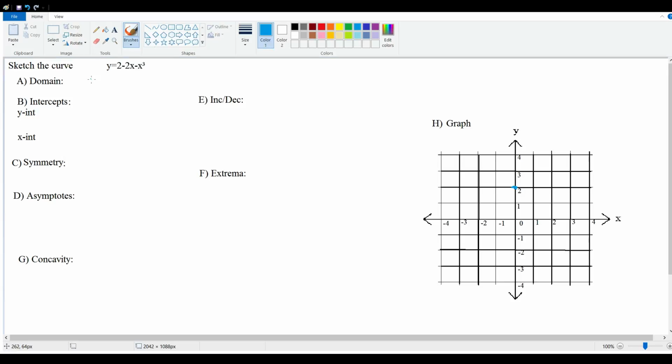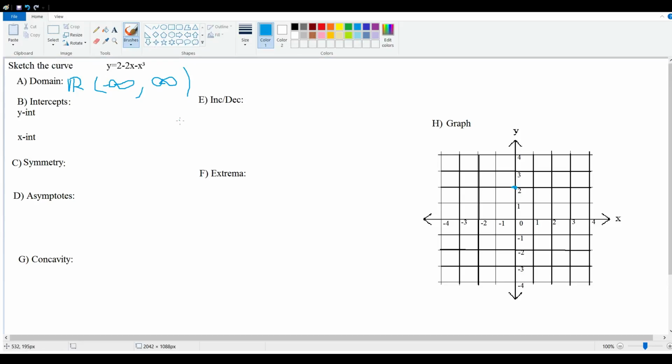So the first thing we got to do is find the domain, and that's just going to be all real numbers because it's a polynomial. The other way to write that is negative infinity comma infinity.